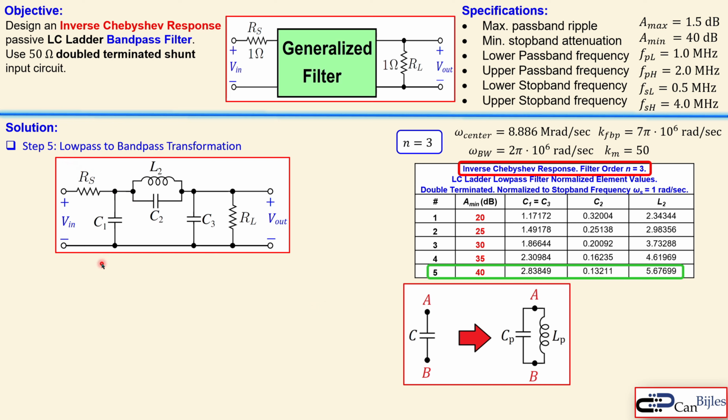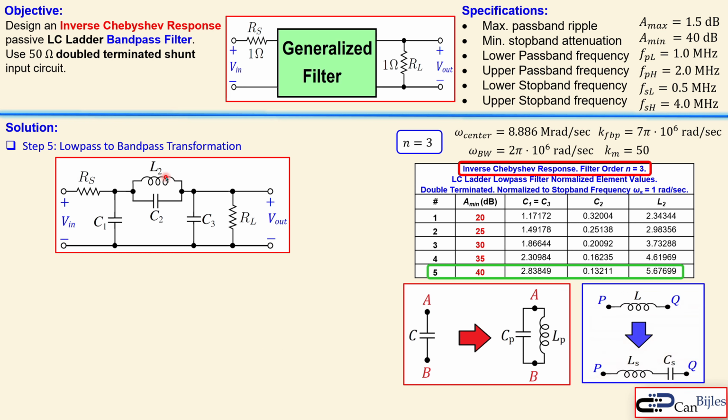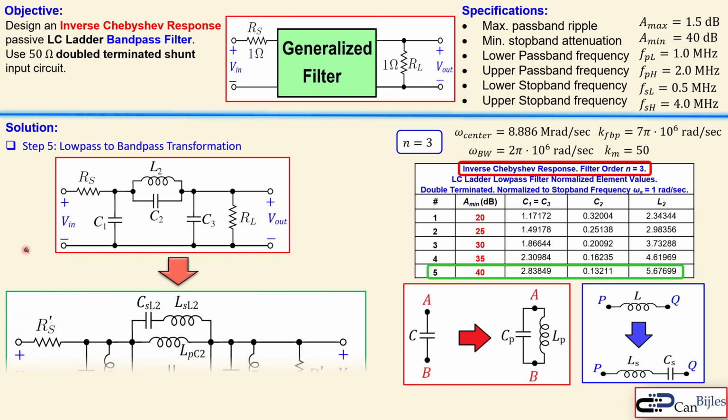The low pass to band pass transformation is the following. For the circuit, the capacitors will transform into a parallel combination of a capacitor and an inductor, and we give that the subscript P. And any inductor you have in your circuit will be transformed into a series combination of the inductor and the capacitor, which is shown here with subscript S for series. So we replace all the capacitors by a parallel combination of a capacitor and inductor, and all the inductors, just one in this case, by a series combination of the inductor and the capacitor, which is now shown here.